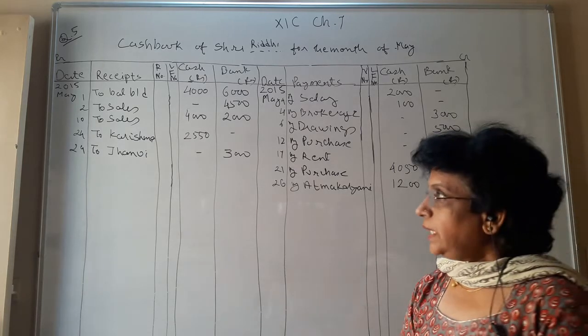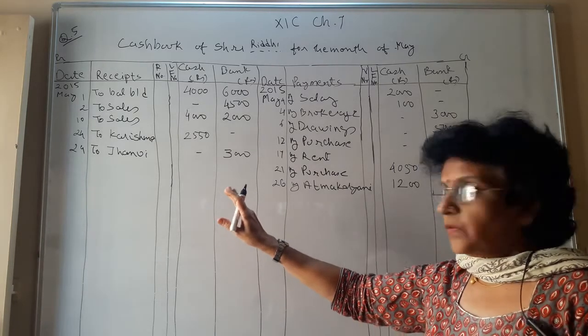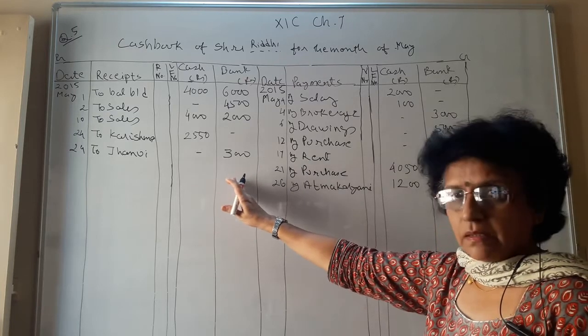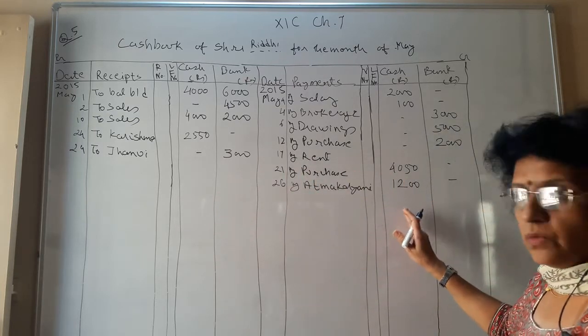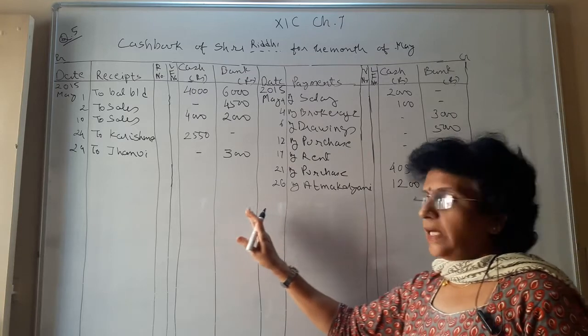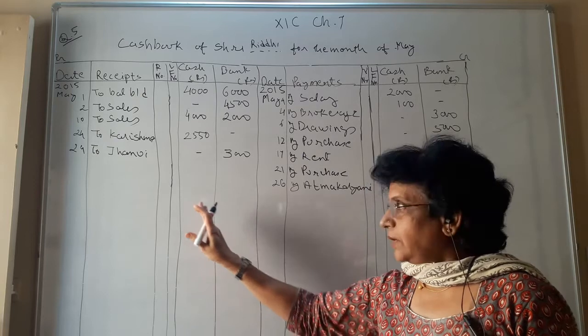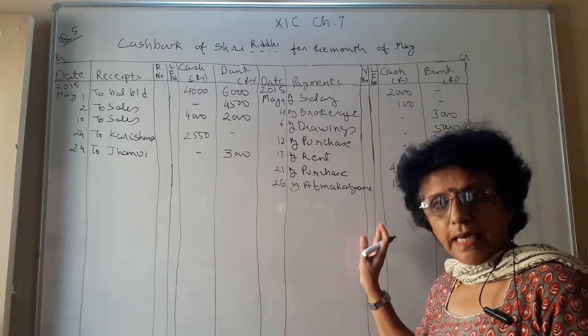So here we have the contra entry. We are depositing money to the bank. So one way the bank is the receiver, another way cash goes out. What do you mean by contra entry? Contra entry means the entry which is recorded on both the sides of the cash book.